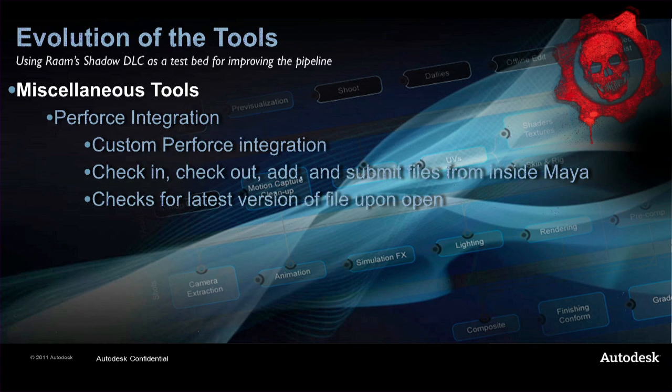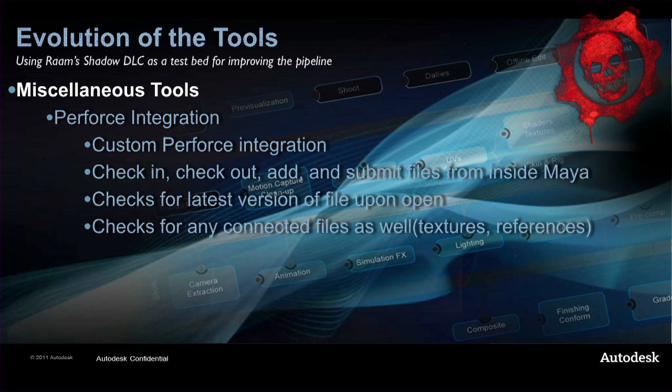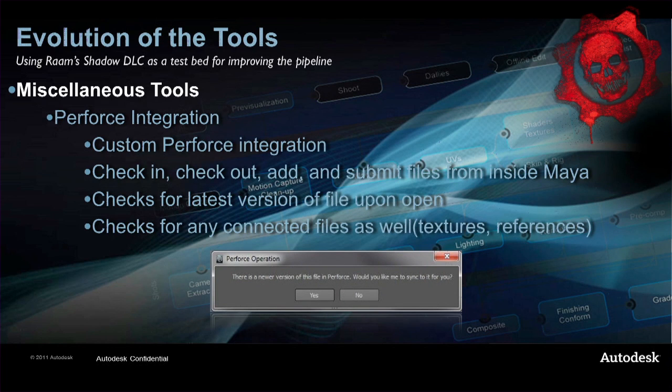Every time they open a file, it checks to see if it's in the depot. It checks to see if they have the latest. If they don't have the latest, it gives them a prompt that asks them if they want to sync to the latest, which it will do for them, and then reopen the file. It also, and this is the biggest thing I wanted to add, checks any connected files, any textures, any references. Since all of our animated shots had all the rigs referenced in, I wanted to make sure that if they opened up one of their shots, it would check to make sure that the rigs were always the latest, and then it would automatically sync and then reload them as well.